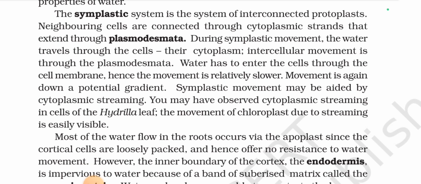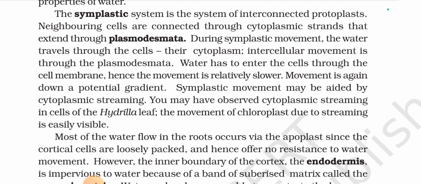The symplastic system is the system of interconnected protoplasts. Neighboring cells are connected through cytoplasmic strands that extend through plasmodesmata. During symplastic movement, the water travels through the cells, their cytoplasm. Intercellular movement is through the plasmodesmata. Water has to enter the cells through the cell membrane. Hence, the movement is relatively slower. Movement is again down a potential gradient. Symplastic movement may be aided by cytoplasmic streaming.